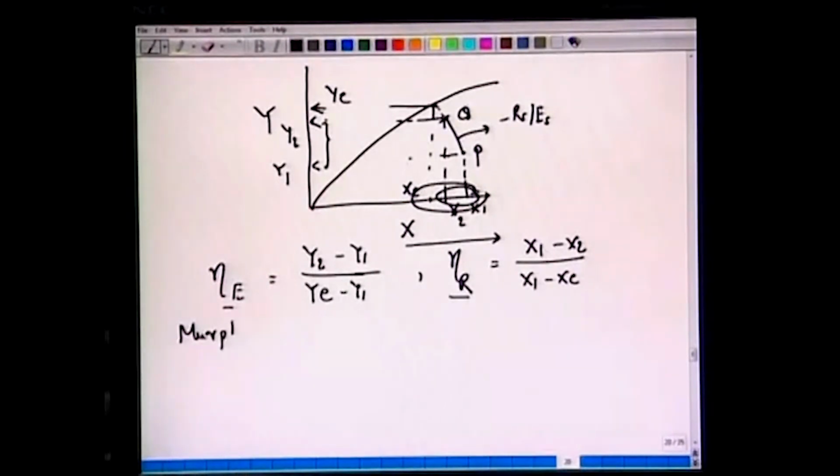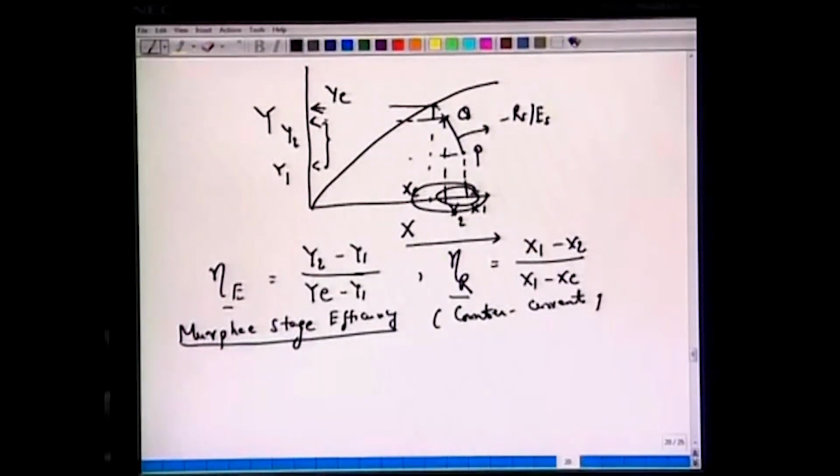efficiency is known as Murphy stage efficiency, and this efficiency works very nicely for the countercurrent process, and here one defines E, M, E. Similarly, Murphy efficiency based on extract phase is y2 minus y1 over y2 star minus y1.